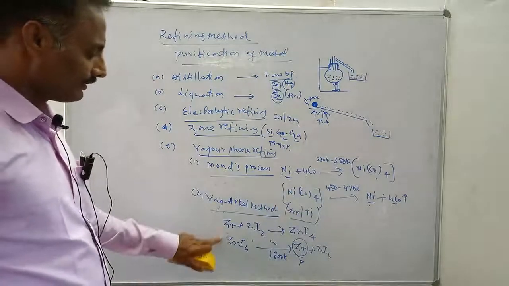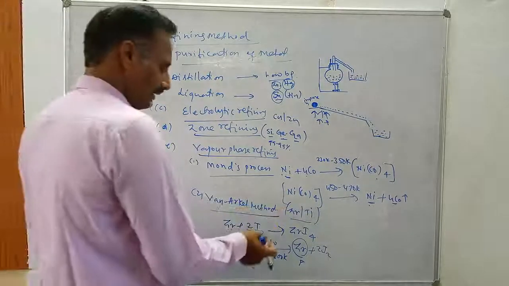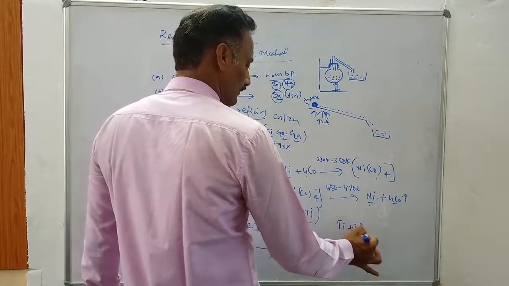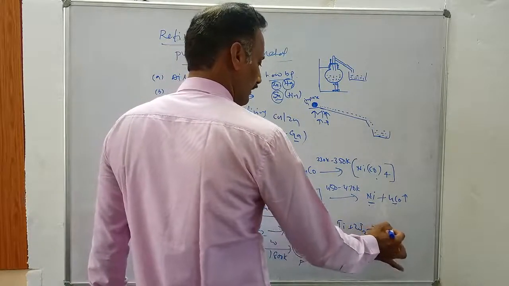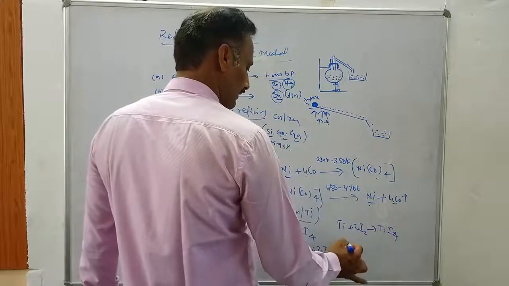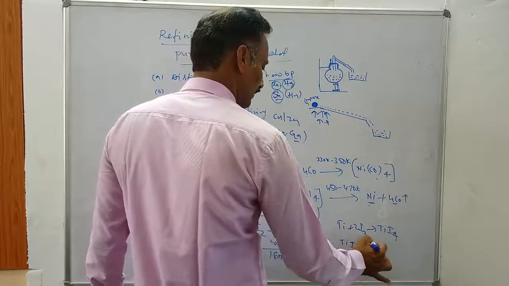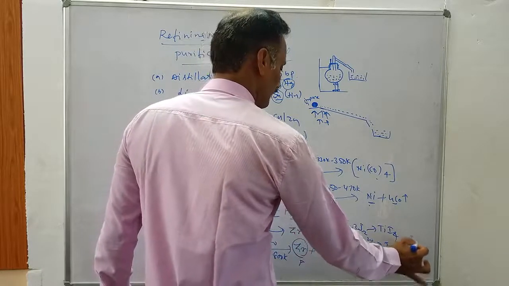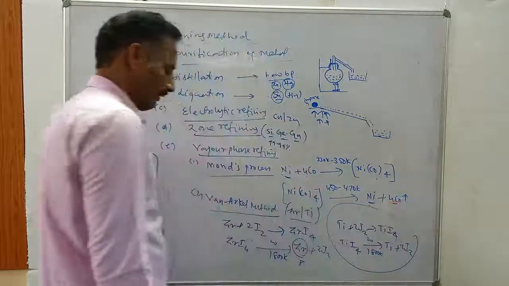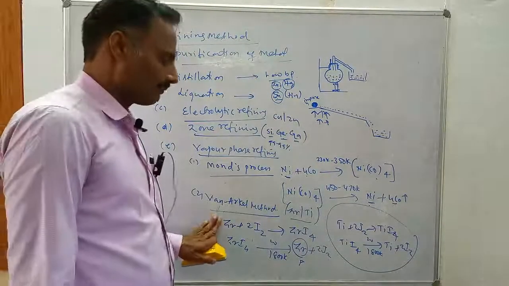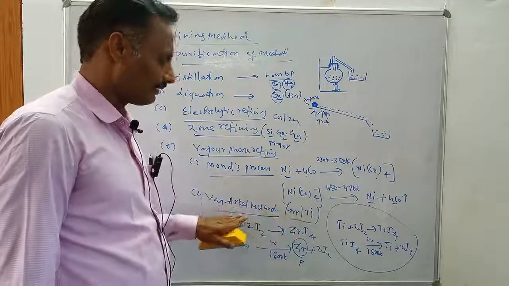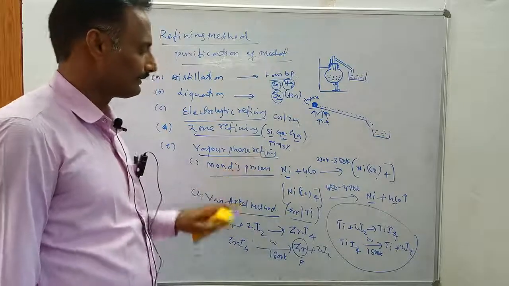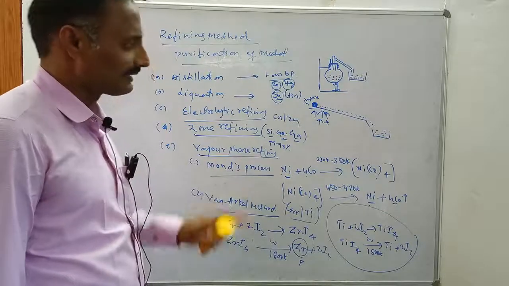If we use titanium instead of zirconium, the same reactions are written. Titanium reacts with 2I2 to give titanium iodide, TiI4, and on heating with the tungsten filament at high temperature, you get pure titanium and iodine gas is evolved. Use either zirconium or titanium. Both are refined by the Van Arkel method, and Mond's process is used for the refining of nickel.